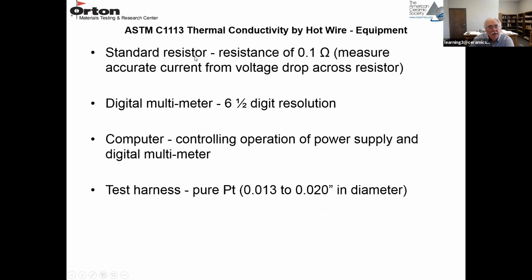We put a standard resistor in the circuit to get an accurate current from the voltage drop across the resistor, so we get an accurate current flowing through the sample. You need digital multimeters to measure the current and the voltage. There's a computer system that operates the power supply and controls the furnace and the multimeters for data acquisition. And the harness is platinum. You can use wires between 13 thousandths and 20 thousandths of an inch in diameter. We tend to use the 20 thousandths.